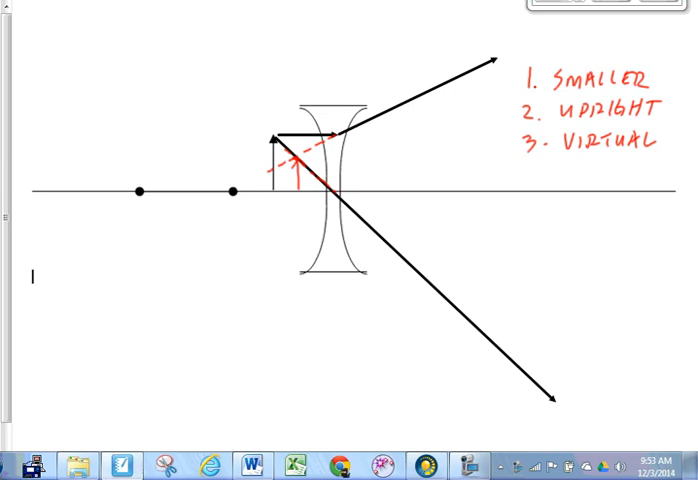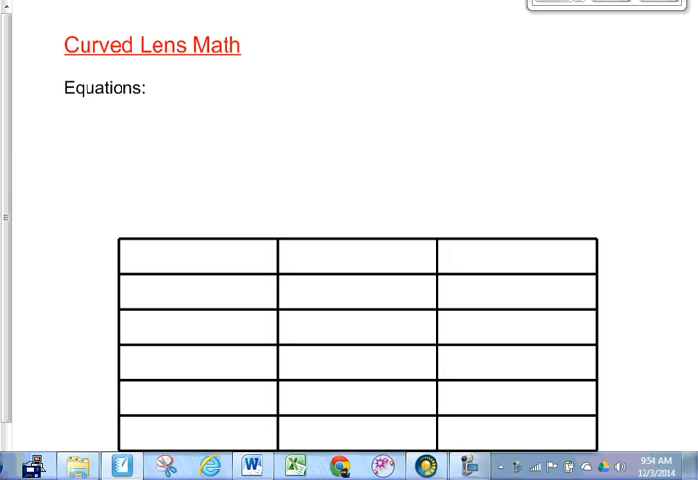The questions that you're more likely to see are, what are the characteristics of the image produced when the object is located this far away from the lens? Or, what are the actual distances involved? What are the numbers involved? Well, in order to give us a question involving numbers, we have to have an equation or two. So I'm going to write down two equations right now that apply to this whole lens analysis.